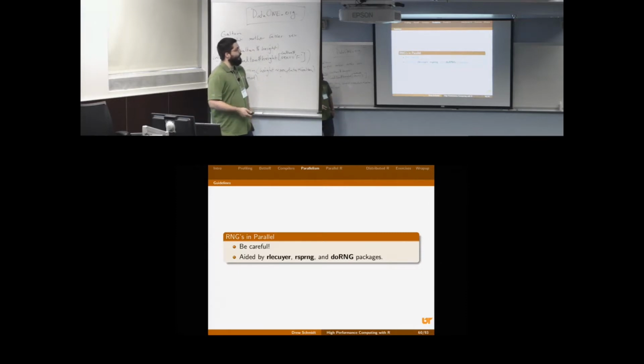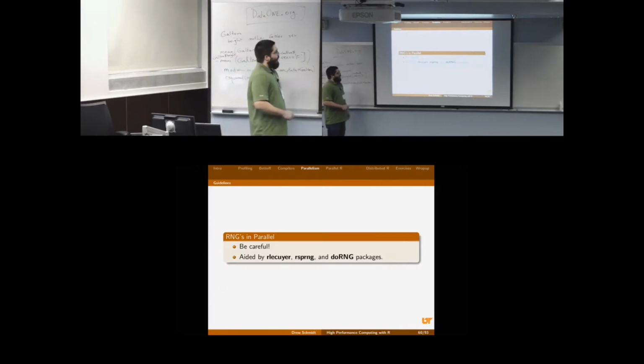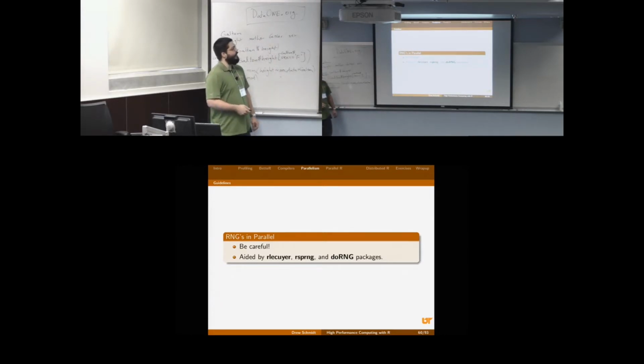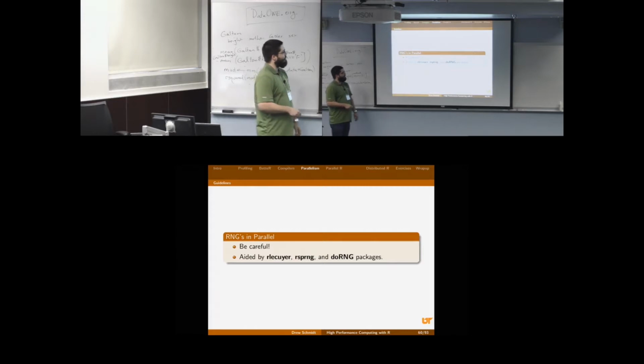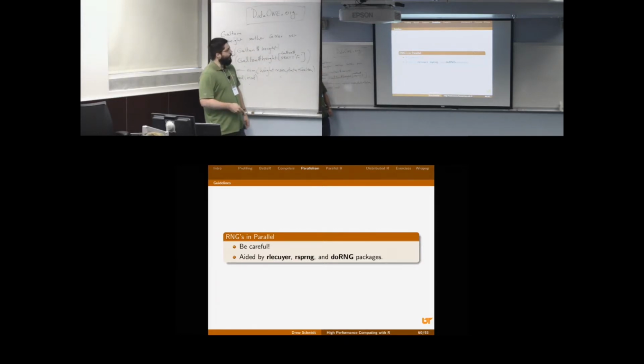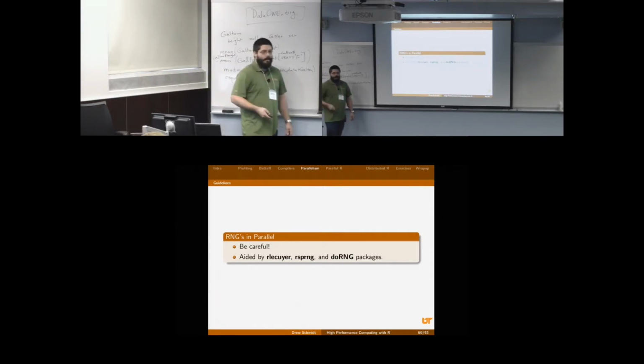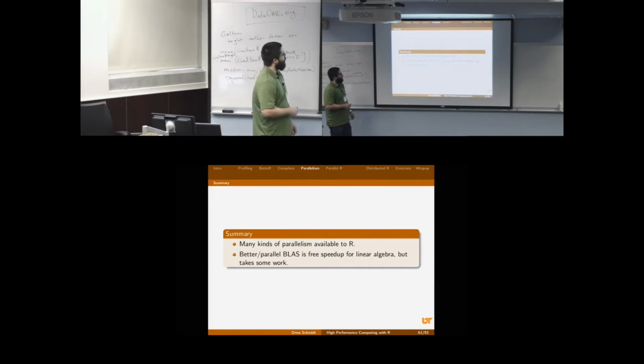Random number generation in parallel, just be careful. There are various packages for helping with this kind of thing. You want to make sure you have good independent random number streams. The rlecuyer package is probably the most popular. rsprng exists. doRNG if you're living in foreach land. We'll see how that works. rlecuyer is very useful when you're working with MPI. We'll see a very direct application of that tomorrow.